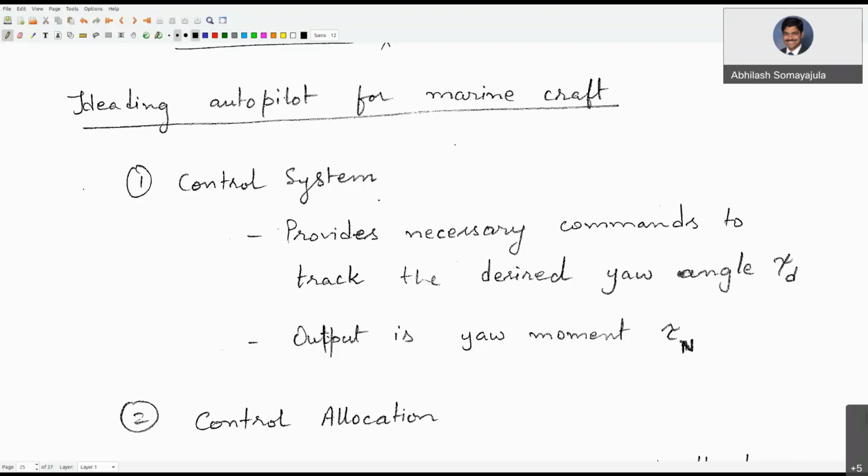Okay, so a typical heading autopilot for a marine craft will have some of these 5 or 6 different components that we are going to talk about. So the first system is the control system, and this provides the necessary commands to track the desired yaw angle. Given a desired heading angle that I want to achieve, your output is basically the yaw moment I need to apply to the system. You can think of it as a cascaded part of a controller, where I'm seeing what force or moment I need to apply onto the vehicle in order to make sure that my desired heading angle is achieved.